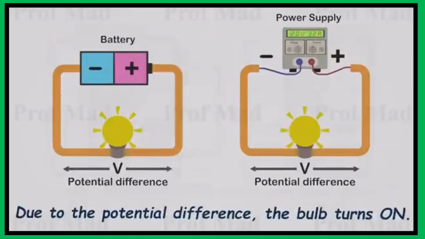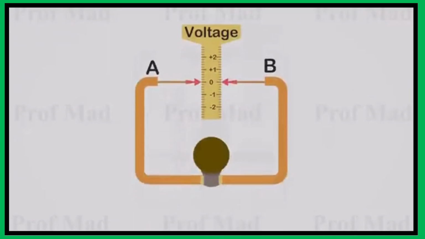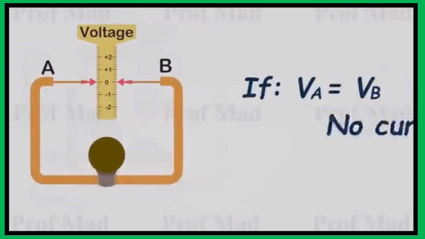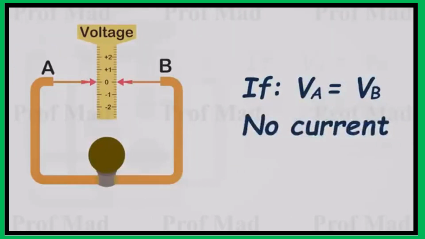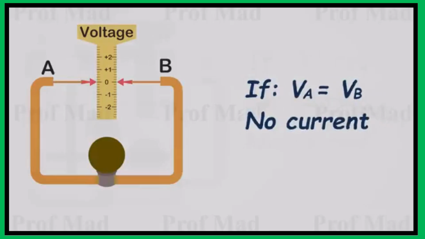When we apply a voltage difference across a conductor connected to a light bulb using any kind of power supply, the light bulb will turn on. Let's represent the voltages at the two ends of the circuit using a scale like this. When the voltage is equal on both sides, A and B, the light will not turn on because no current flows. Let's set the A end to 0 volts and increase the voltage at the B end.